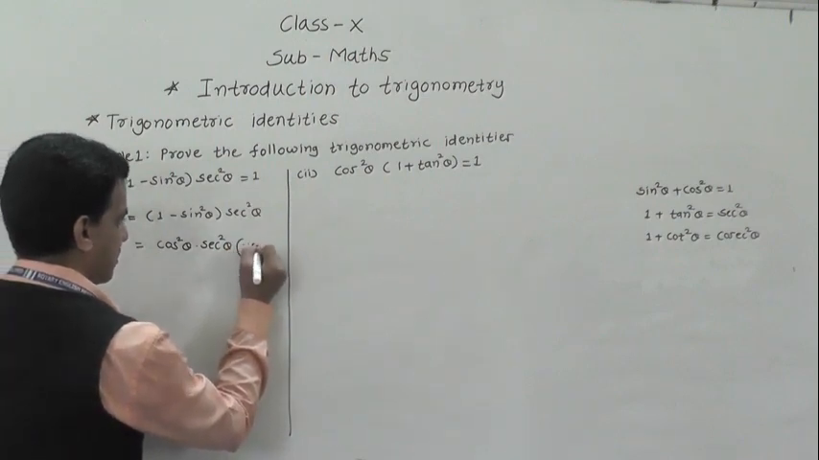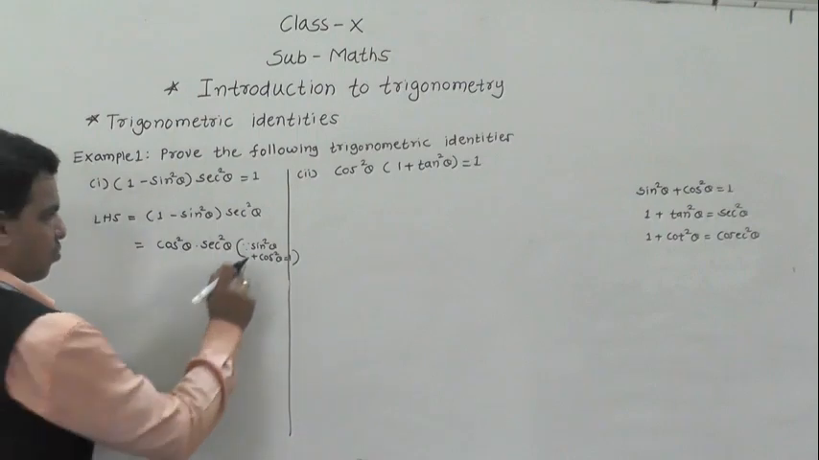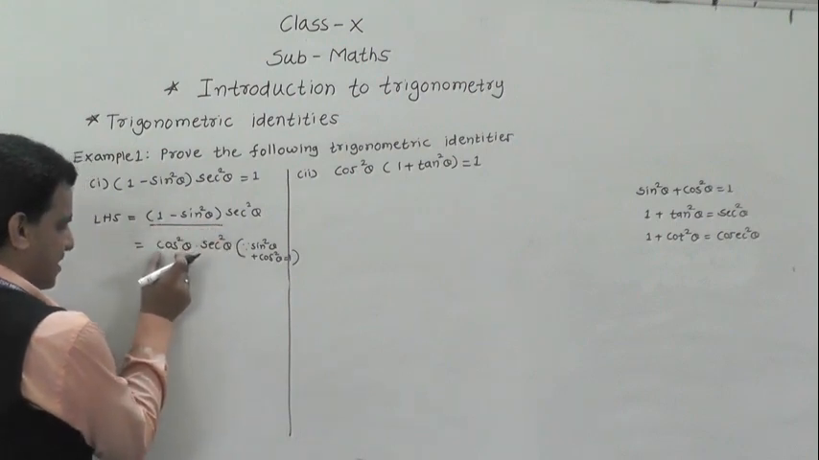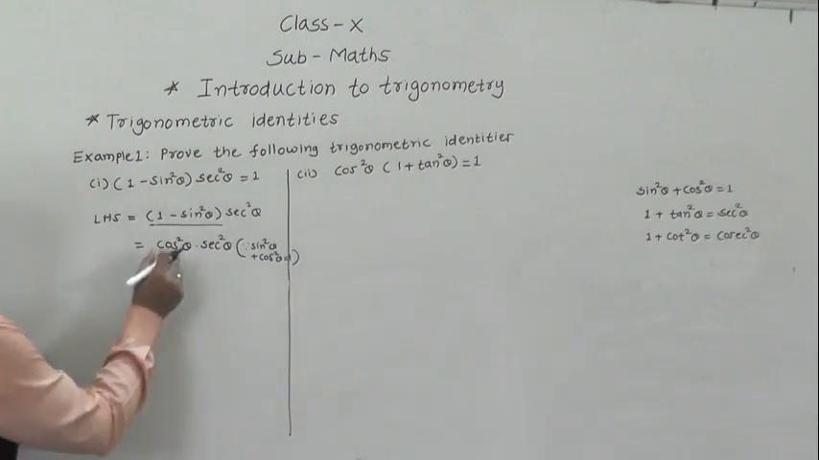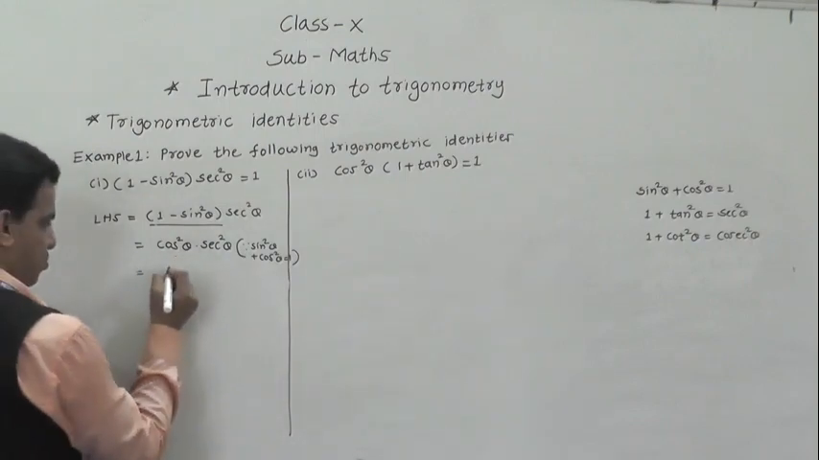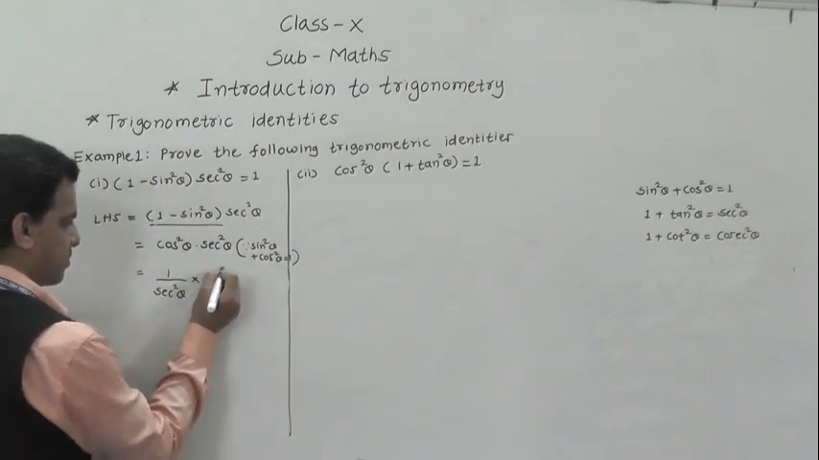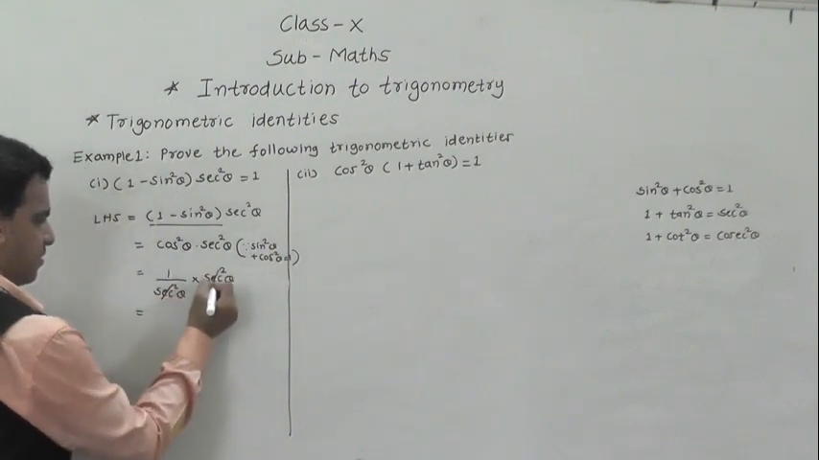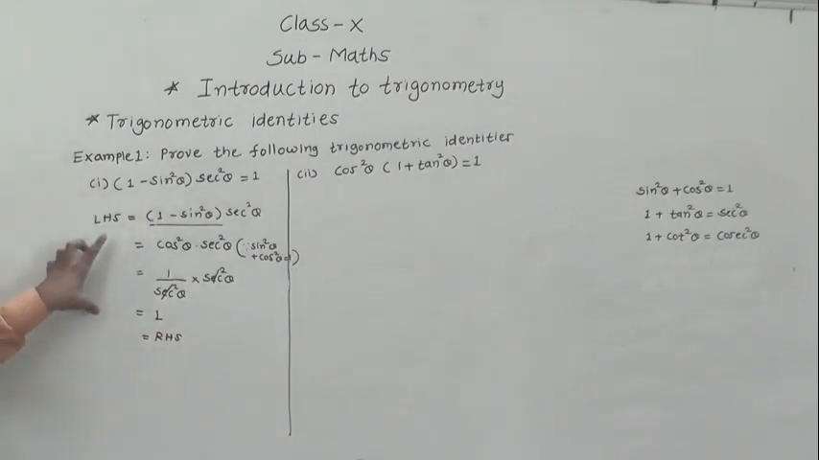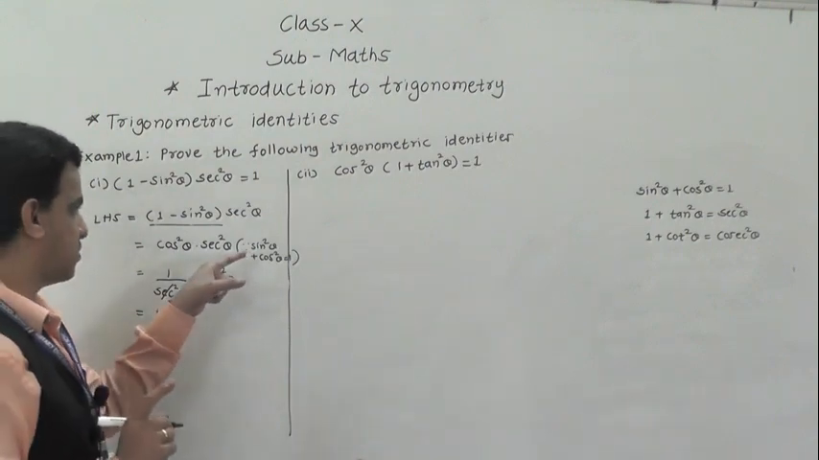Since sin square theta plus cos square theta is equal to 1, 1 minus sin square theta is equal to cos square theta. So instead of this, we have to replace it with cos square theta. Now cos square theta and sec square theta, or cos and sec, are reciprocals of each other. So this cos square theta we can write as 1 upon sec square theta into sec square theta as it is. So this will get cancelled and we have the answer 1. So this is equal to the RHS. So we only have to put the value of 1 minus sin square theta, that is cos square theta, by using the first trigonometric identity.